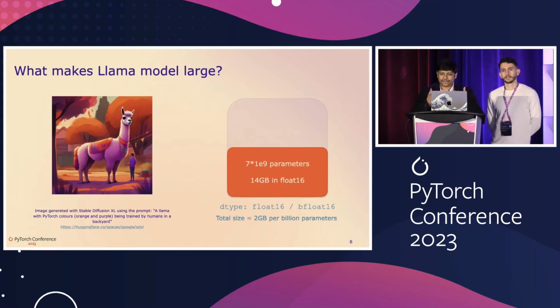Now, if we load the same LLaMA 7 billion parameter model using half precision, that is in float16 or bfloat16, the memory required per billion parameters is 2 GB. That is, in total, we require 14 GB, which is half of what we required compared to full precision.